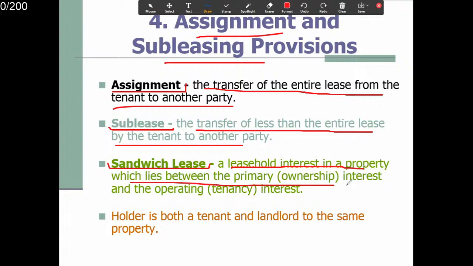A sandwich lease 三文治协议的话，什么意思呢？The leasehold interest in the property which lies between the primary ownership interest and the operating tenancy interest. You're both a tenant and a secondary landlord. Okay, you sandwich your tenant, your subtenants pay you, and then you pay the landlord. So you're acting as a tenant and then a sub-landlord. Holder is both a tenant and a landlord to the same property. This is called a sandwich lease.